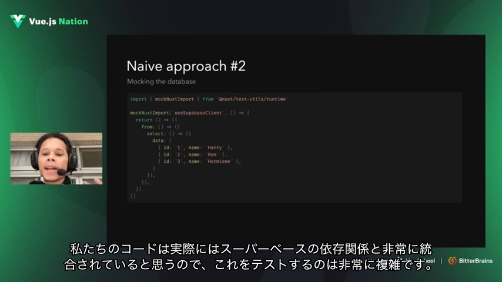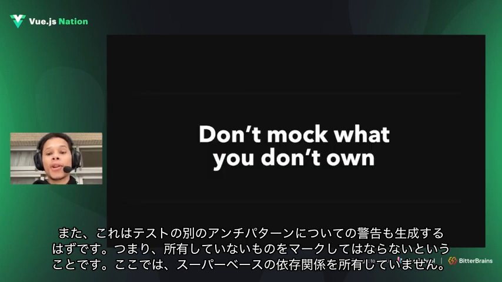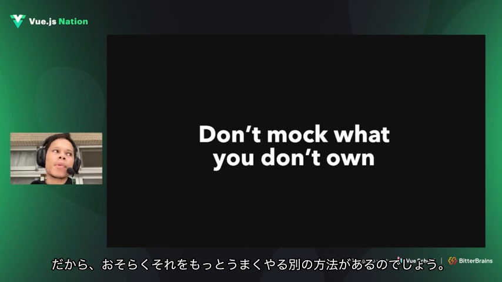This is very complex to test because I think our code is actually very integrated with the Supabase dependency. And this should also raise a warning about another anti-pattern of testing, which is we should not mock what we don't own. And here we don't own the Supabase dependency. So there's probably another way to do it better.